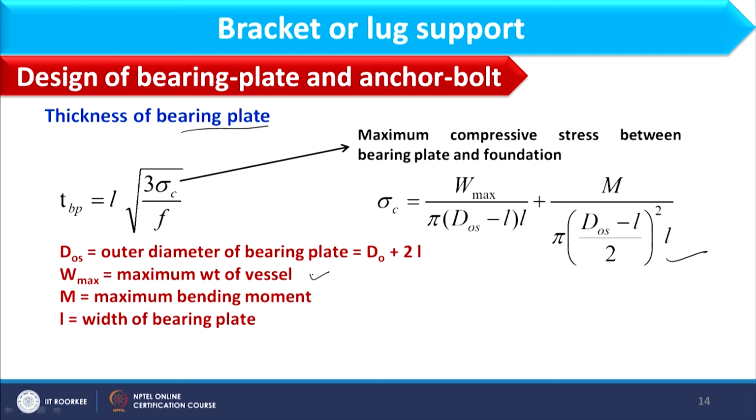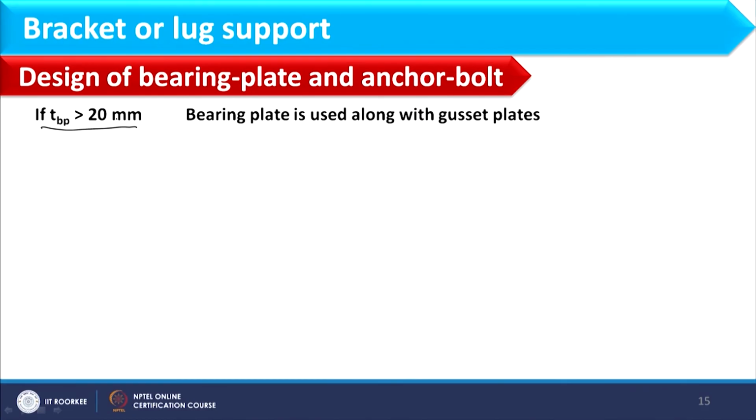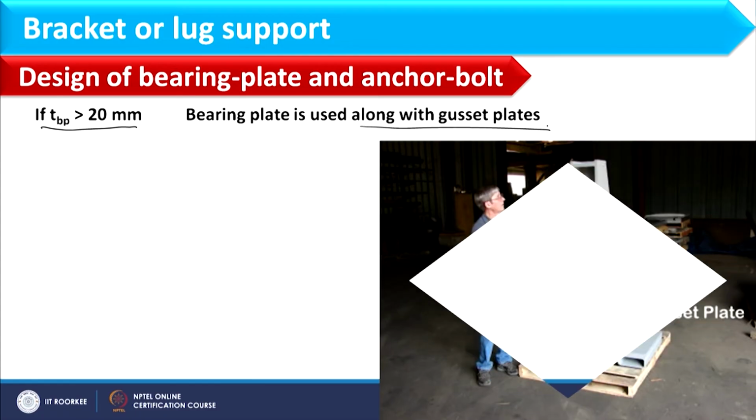W max is the maximum weight of the vessel, M is the maximum bending moment which is given by this expression, and L is the width of the bearing plate. When we have the column at the lower side of this, we have the bearing plate of width L, and then that bearing plate will be attached to the foundation. Further, if the bearing plate thickness is greater than 20 mm, the bearing plate is used along with gusset plates. So here further we will use the gussets.